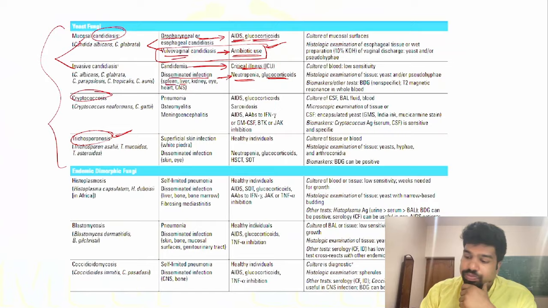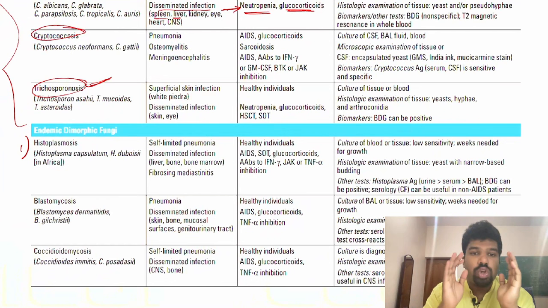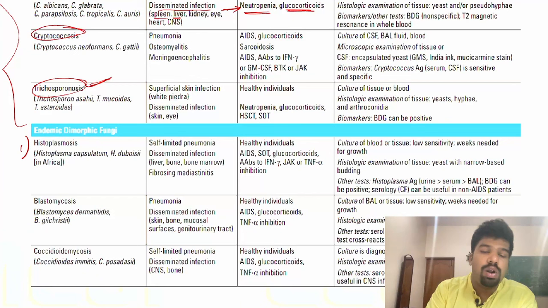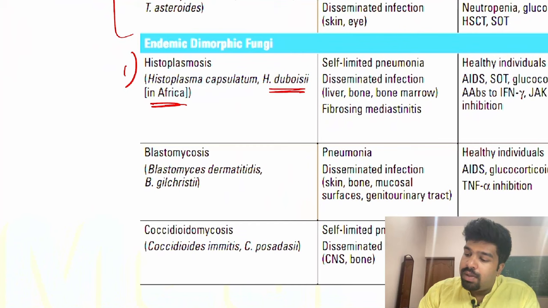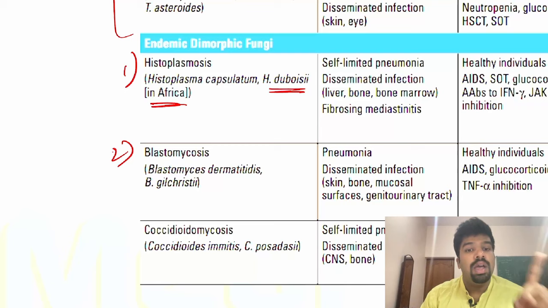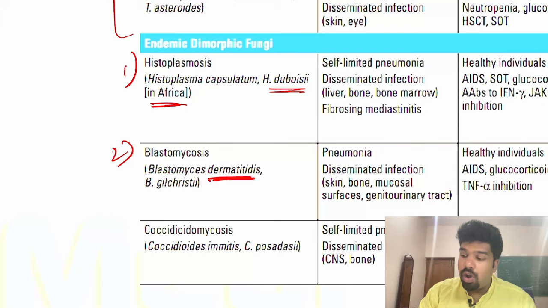Now, we come to endemic dimorphic fungi. This is histoplasmosis. Please don't go on telling it as only American. You have the African variant called Histoplasma var duboisii. That's in Africa. It's called African histoplasmosis. Then you have Blastomyces. For blastomycosis, there are two types that you have to remember: gilchristii and dermatitidis. Dermatitidis is the one that is associated with invasive infection. Although the word is dermatitidis, please remember that it is not restricting itself to the skin.